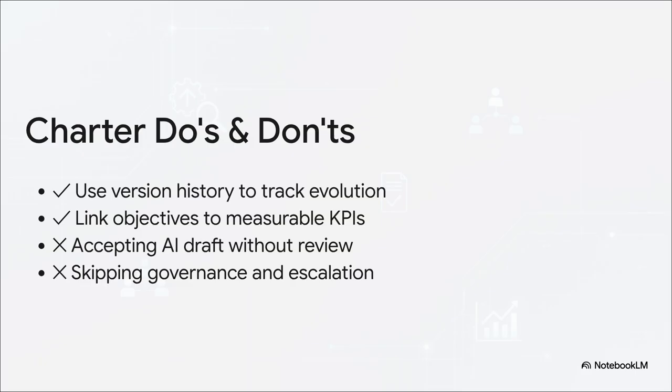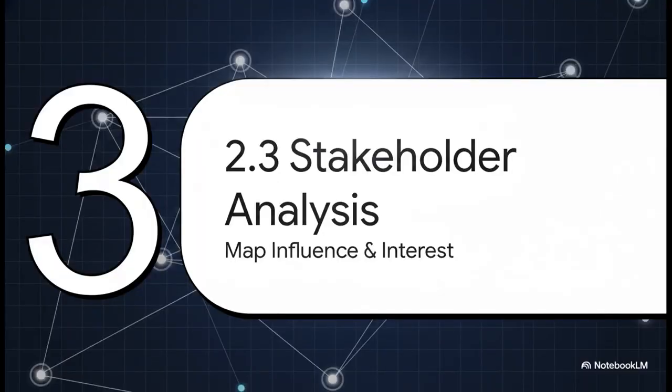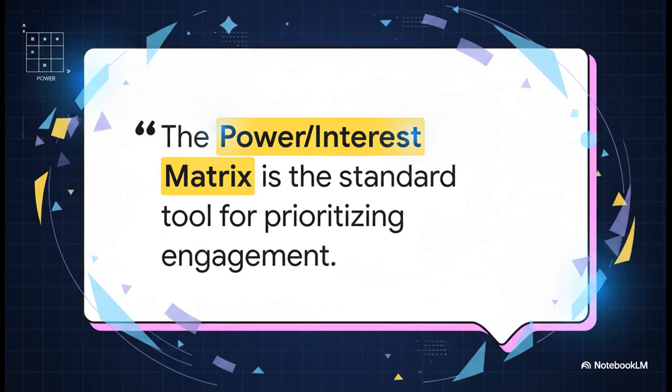Instead, actively use version history to track changes and strictly link your objectives to measurable KPIs. Moving right along to Section 2.3, Stakeholder Analysis, where we map out influence, interest, and our engagement strategy. This quote really says it all. The power/interest matrix is the gold standard for prioritizing your engagement efforts. Why? Because mismanaged stakeholders are literally a leading cause of project failure.